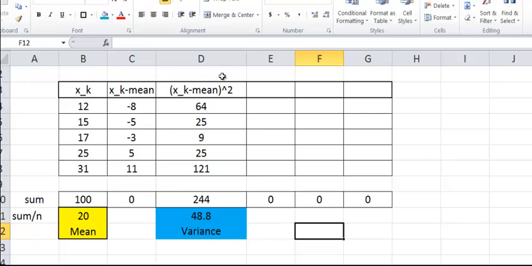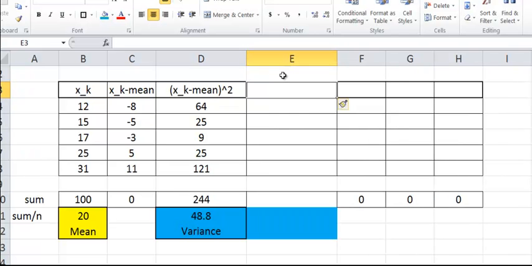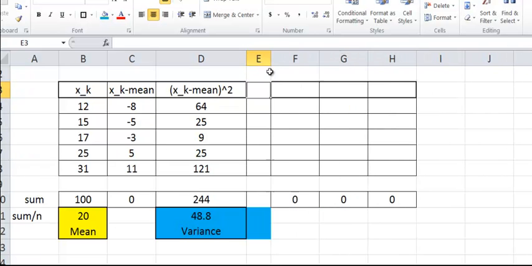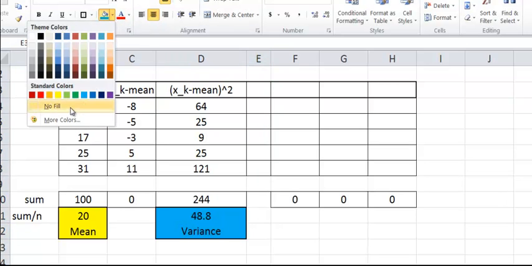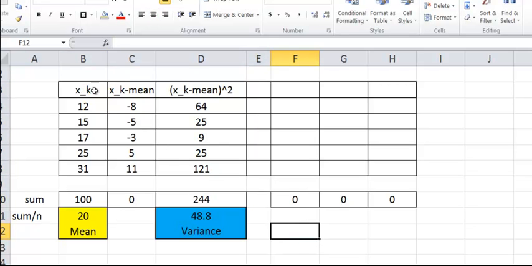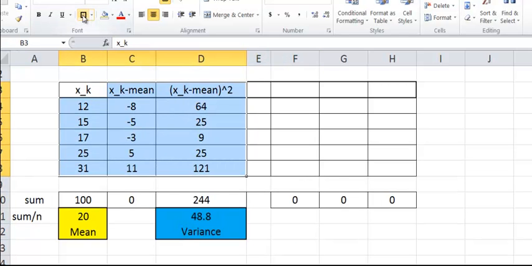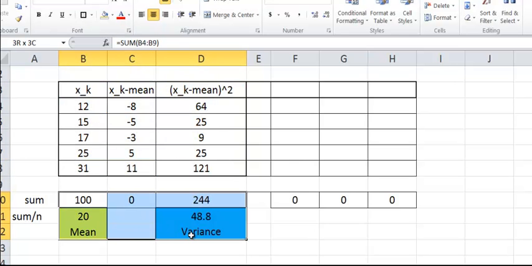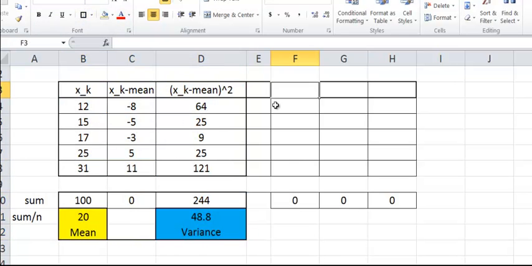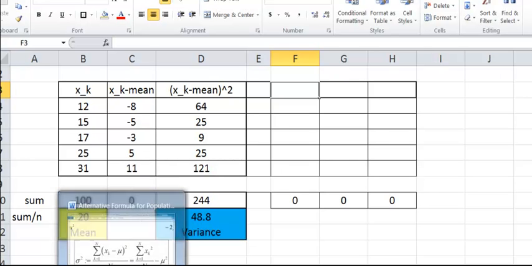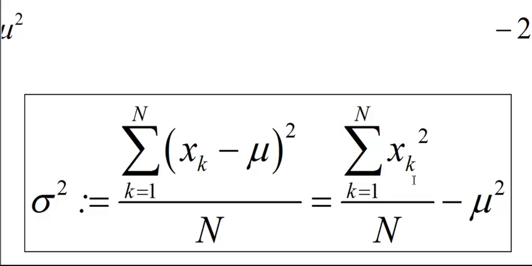Okay, now, an alternative way of doing this. Instead of doing it that way, we could go at this a completely different way using our alternative formula. So this method that we just used here is using the definition. Now let's look at what the alternative formula has us do. It has us just square the x's first and sum them, and then divide by n. So let's look at that.